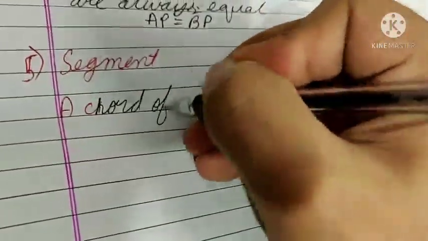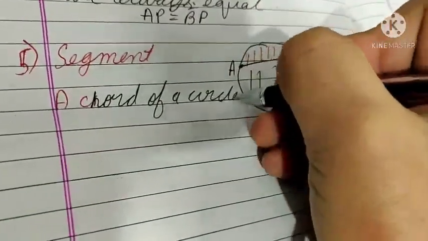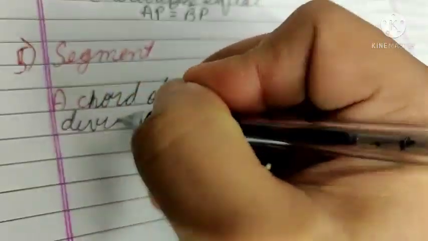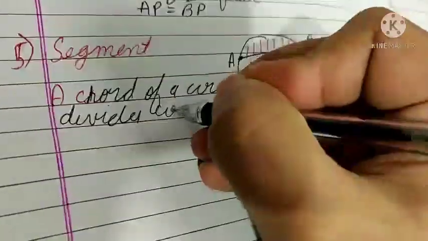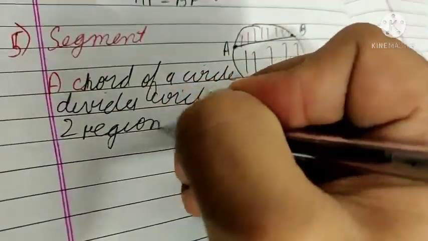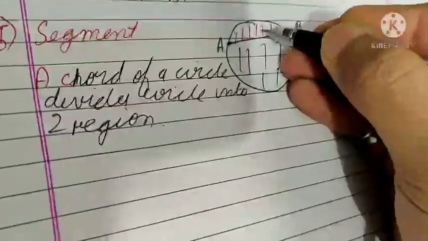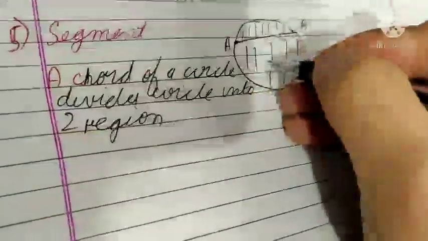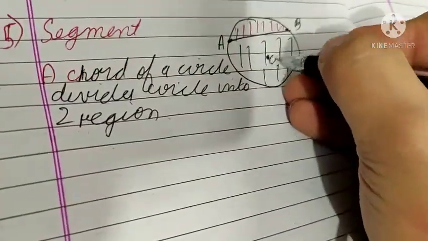A chord of a circle divides the circle into two regions, this above and lower region. This is center O.